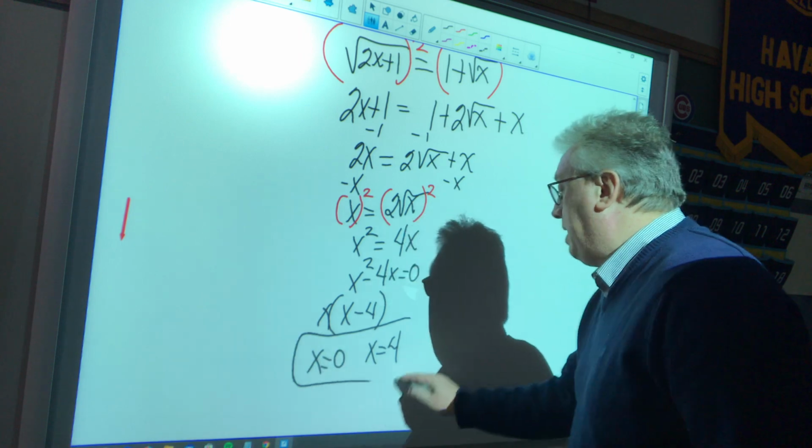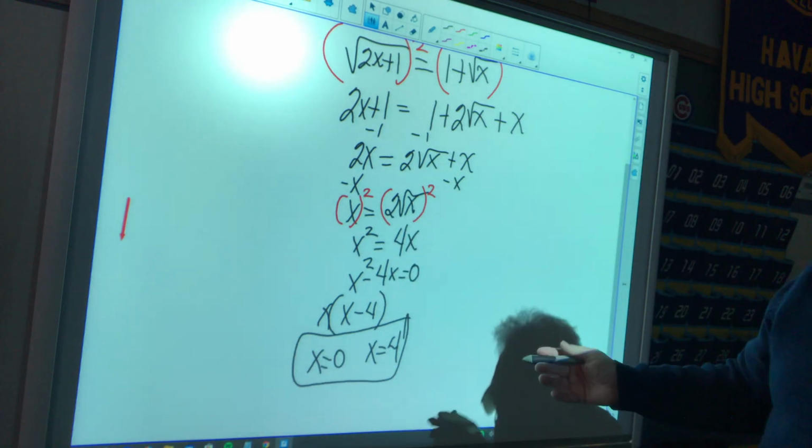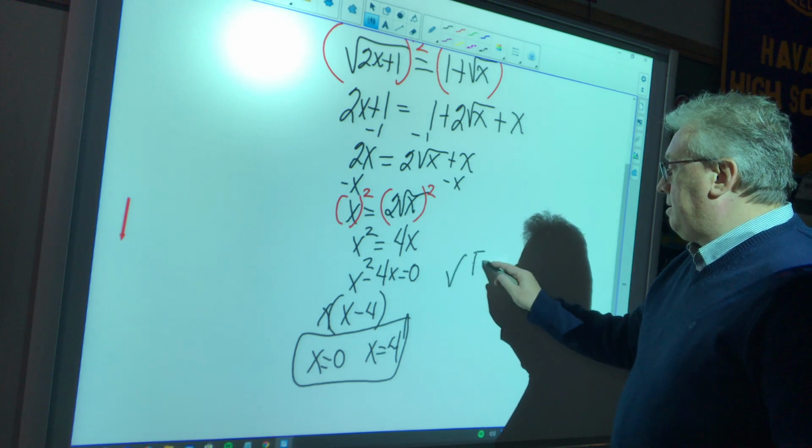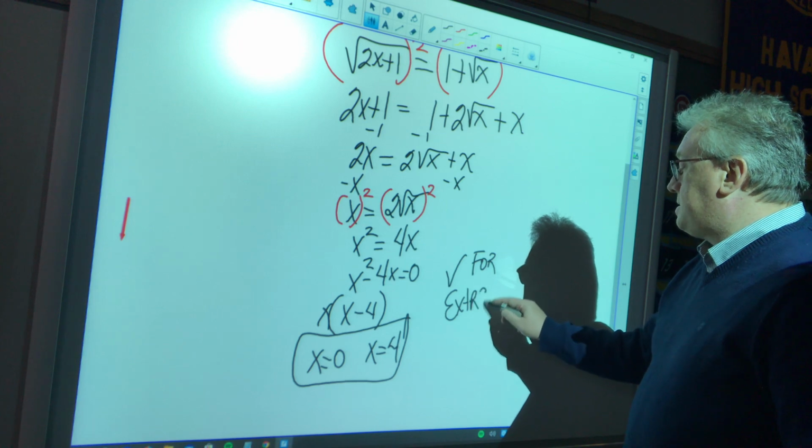There you have it. But what do we have to do? We have to check for extraneous solutions. So check for extraneous solutions.